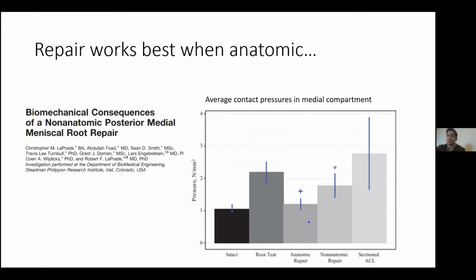So I think there's one caveat with repair. Repair works best when it's anatomic. If we don't do anatomic repair, as you can see in this study, the non-anatomic repair is the fourth bar chart here, and you can see it does not restore the contact pressures back to normal, as opposed to the anatomic repair, which is the third bar chart you can see on your left here.